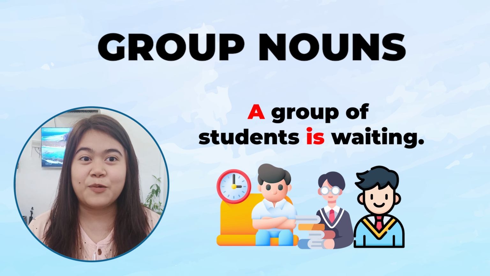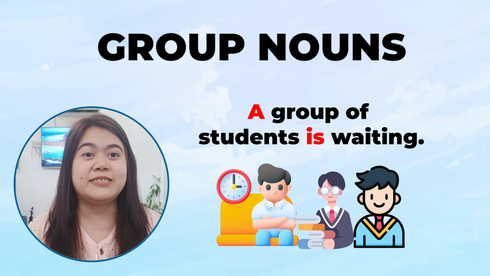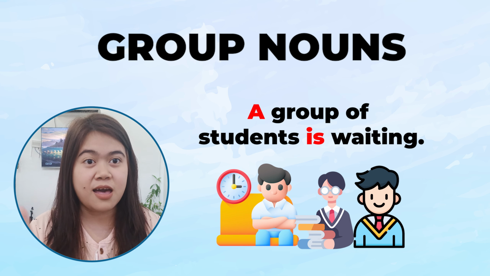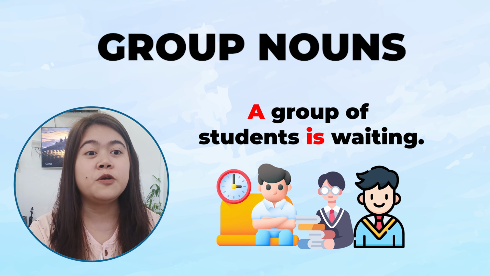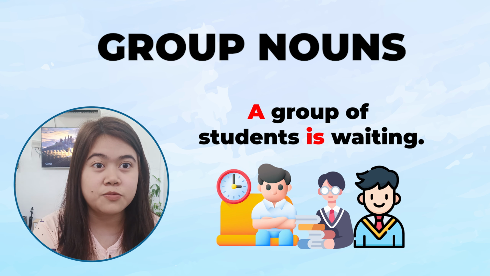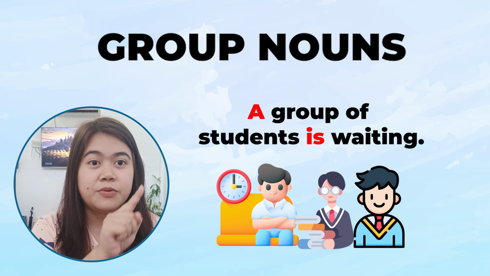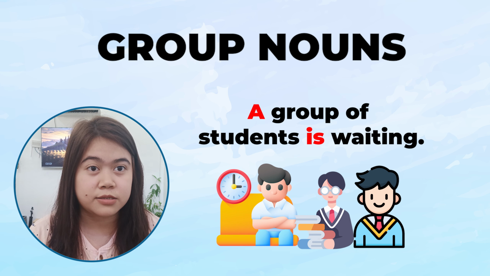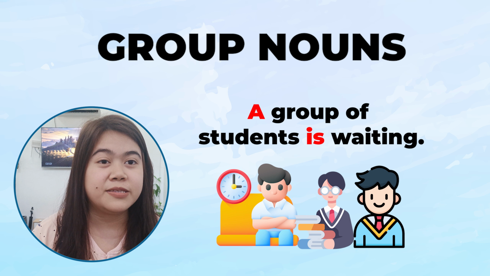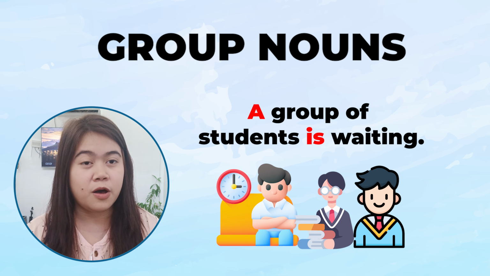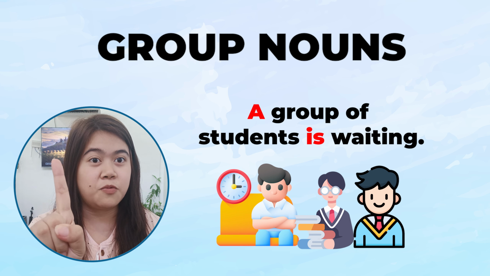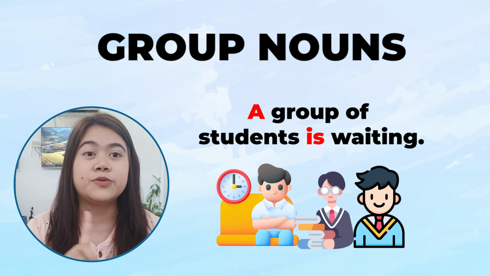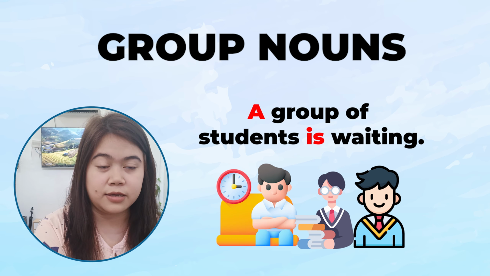As you see, we used a, and the technique is when we see a, we usually use is. A group of students is waiting. So even though we say students, you pay attention to whether it is a group or not. A group, it's only one. A group of students is waiting.